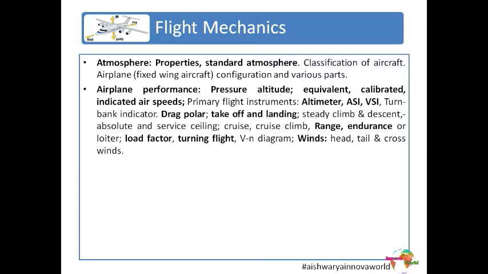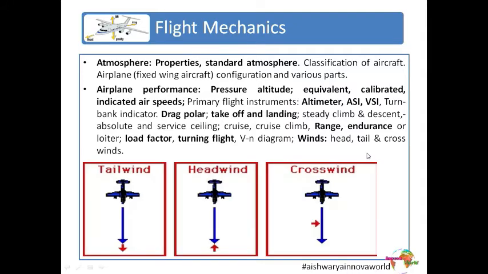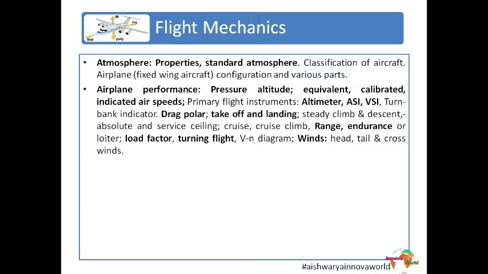Then comes wind. Here we have headwind, tailwind, and crosswind. You have to know the basic function of the winds, what the advantages of each wind are, and how to find the ground velocity of an aircraft. What is the advantage of a headwind, and when is it required? Similarly for tailwind and crosswind.